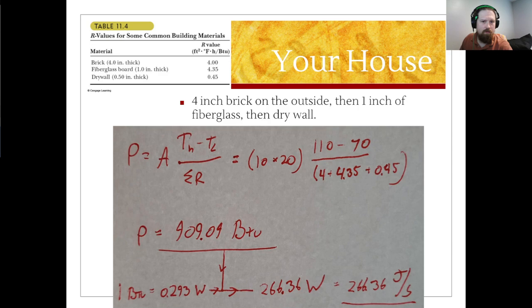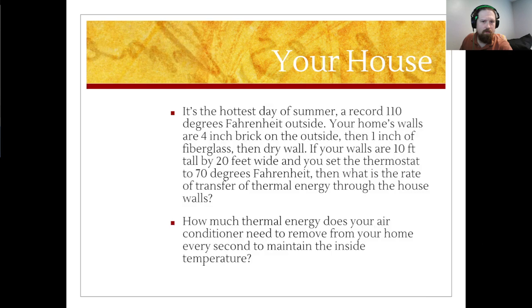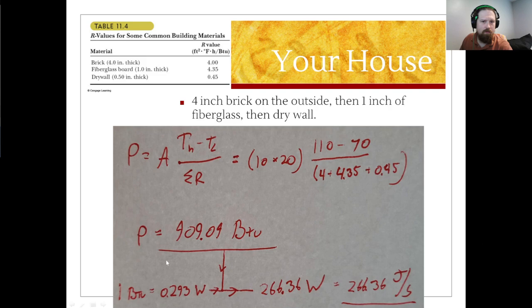Multiply everything, we get an answer of about 909 British thermal units per hour. It is a weird unit, I'll admit. But 909 British thermal units per hour would be our answer here. And we could convert that into standard watts if we needed to. I already did convert it into watts. 1 BTU is equal to this many watts. So I converted that into watts, and that would tell us how many joules per second would transfer into and out of this particular wall.